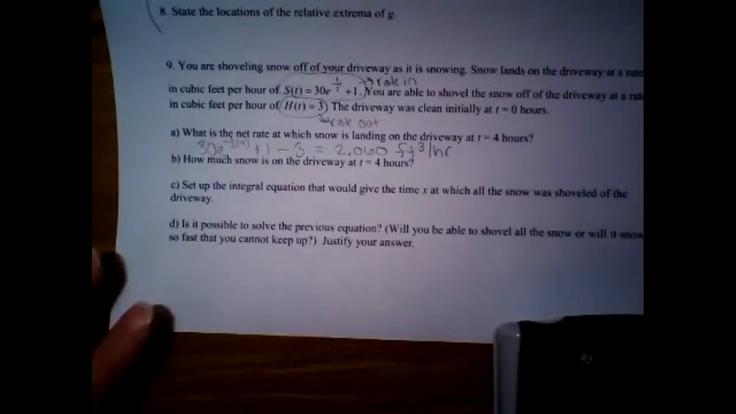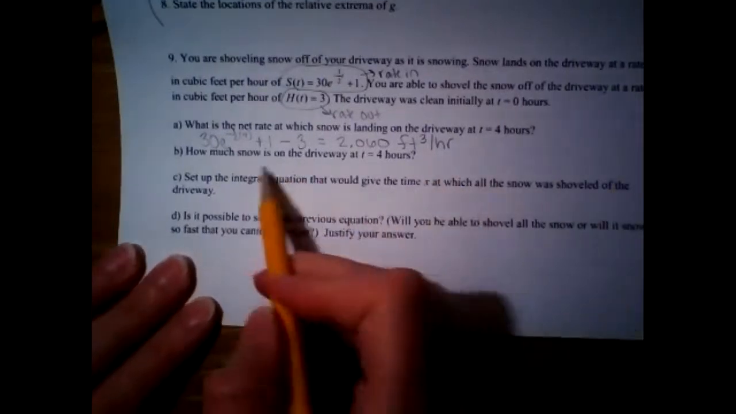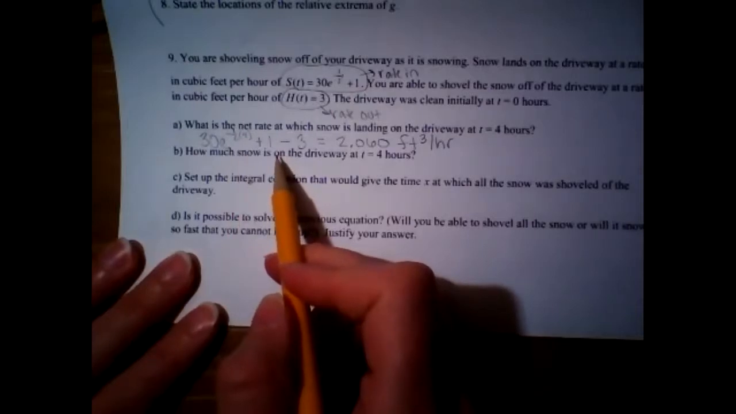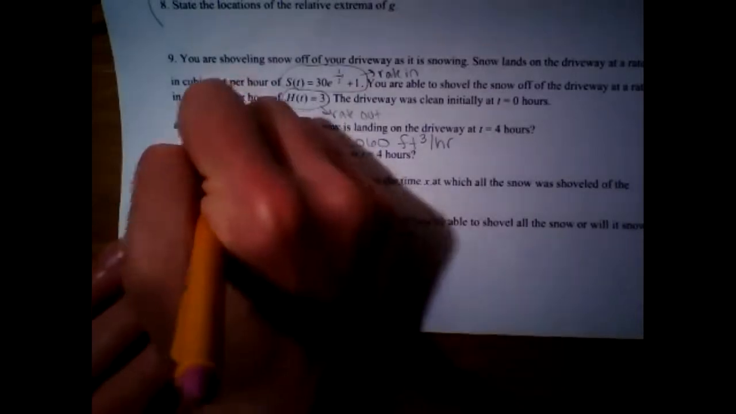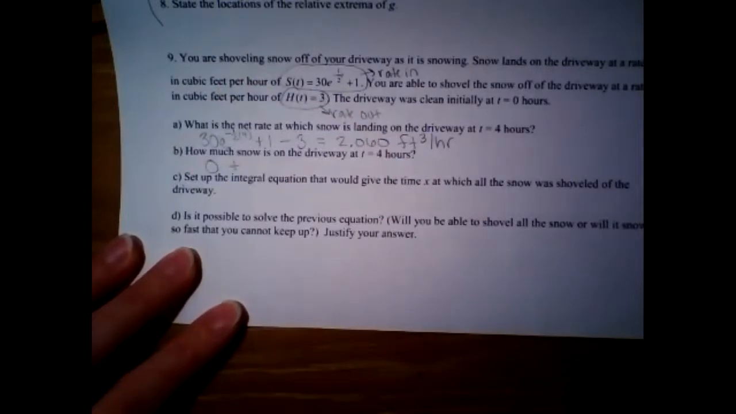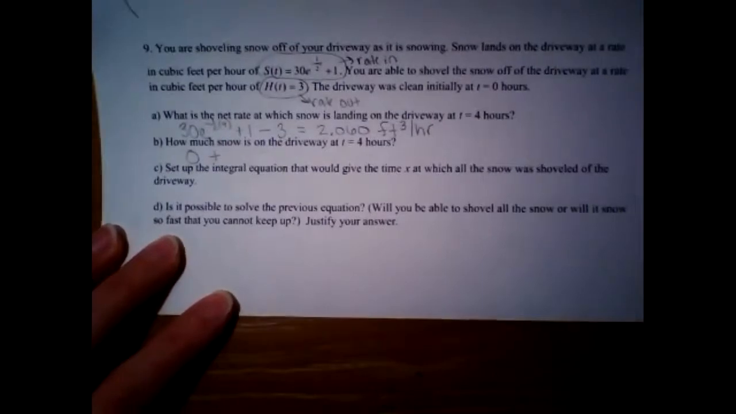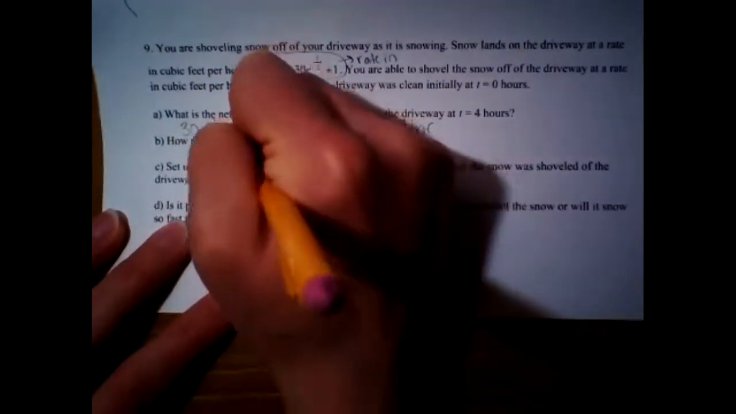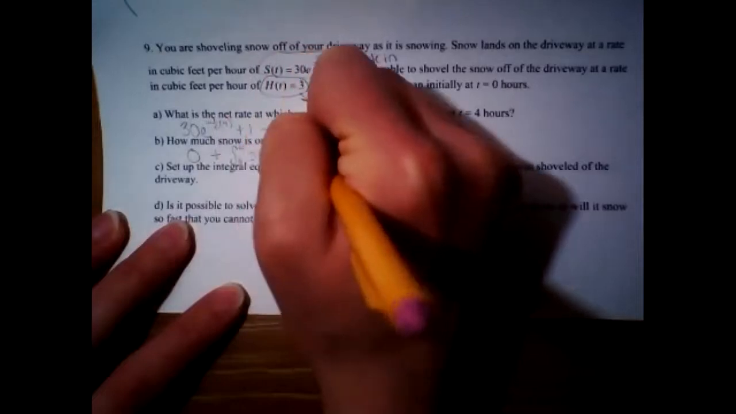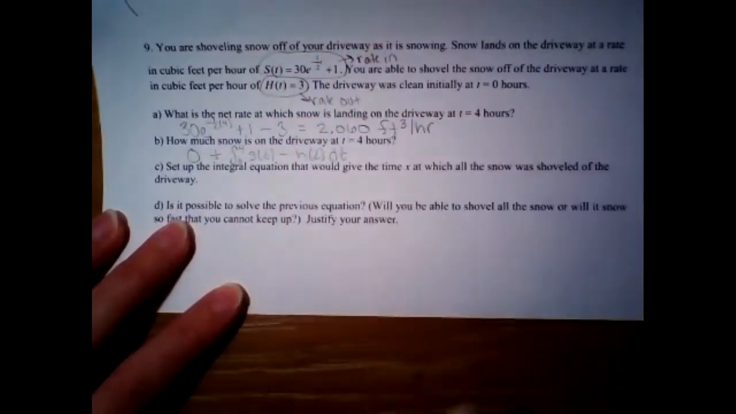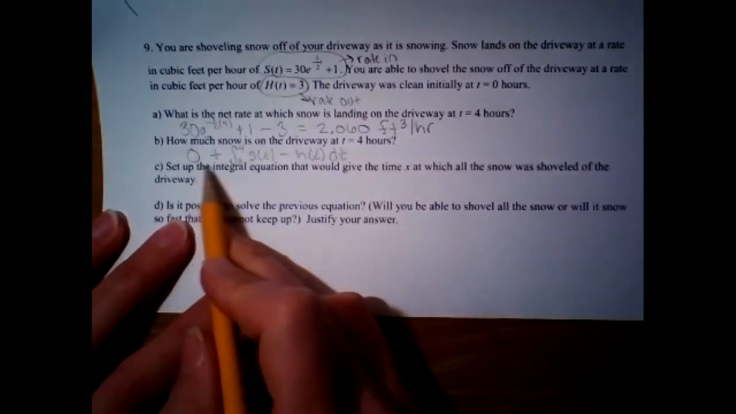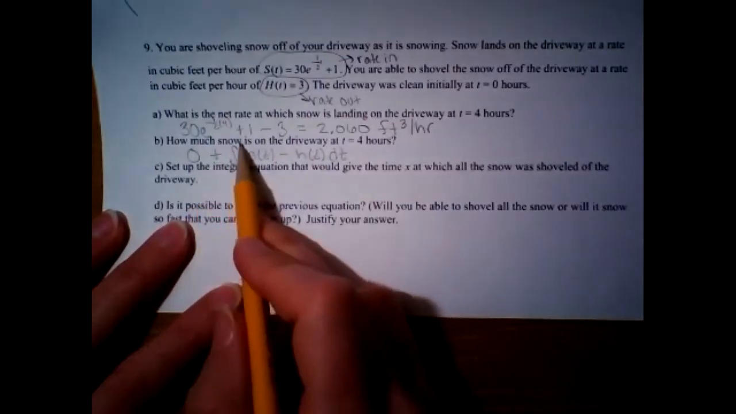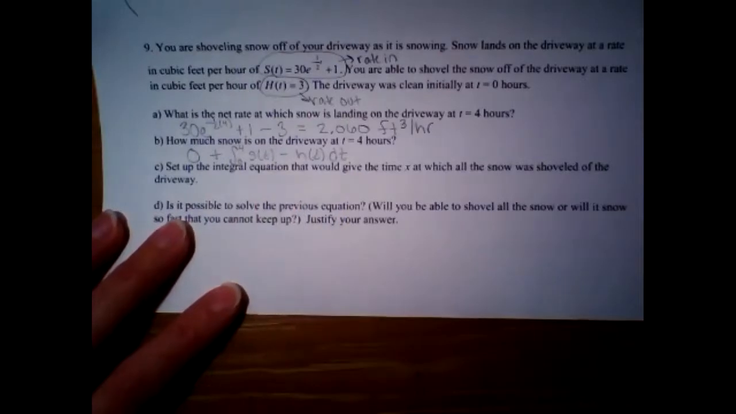All right, letter B. How much snow is on the driveway at time 4? Now, this is an accumulation. All right, so now we're going to need to accumulate snow. It's what you started with, which is 0. I'm just writing the 0 so you can see that would be the initial condition. All right, if there was one, you'd have to put that. So 0 plus, and then it is integral from 0 to 4. And we want rate in, which is S of t, minus rate out, which is H of t. So it's the initial condition, which is nothing, plus, and then we want to accumulate snow from 0 to 4 hours, rate in minus rate out.